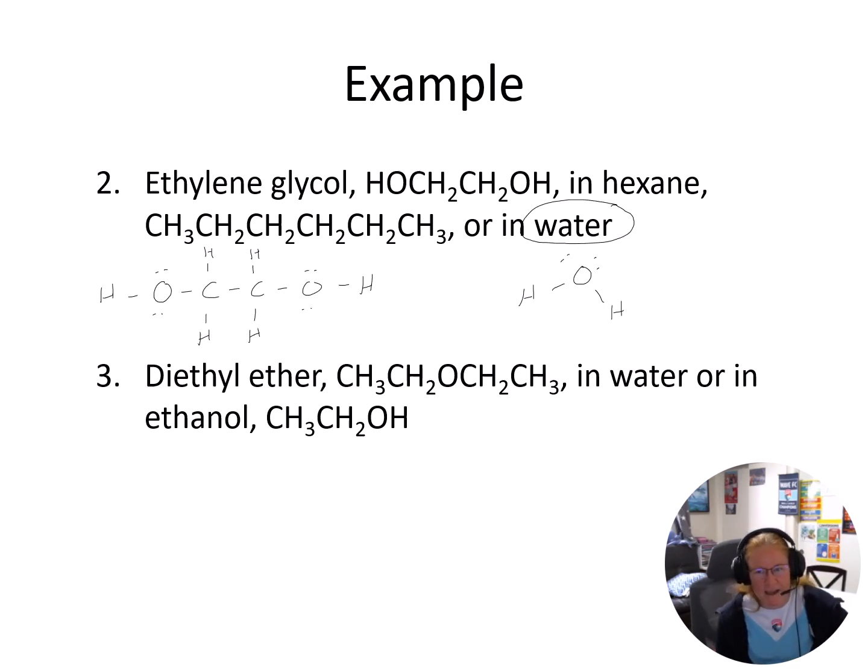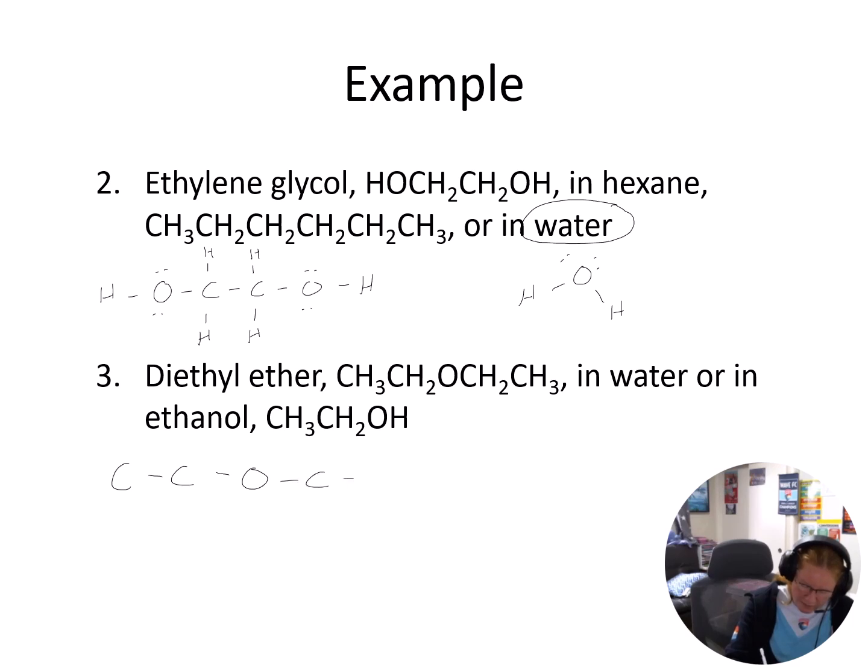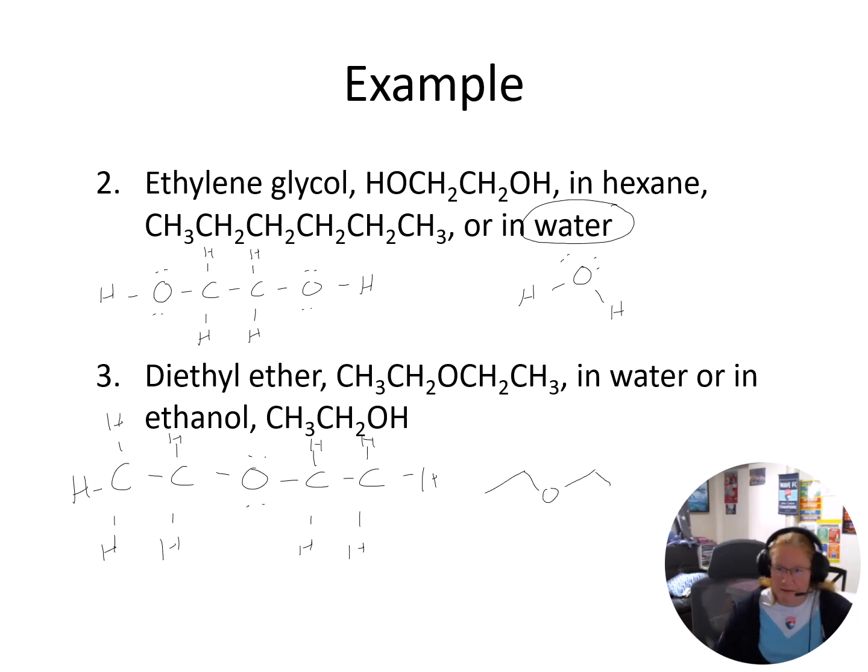All right, and then diethyl ether. So diethyl ether, we've got a carbon, bridging oxygen, carbon, carbon, and then of course all of our hydrogens put in there. Now, it's not straight. I'm going to do some carbon framework for you. It actually looks more like this. All right, so it is polar.